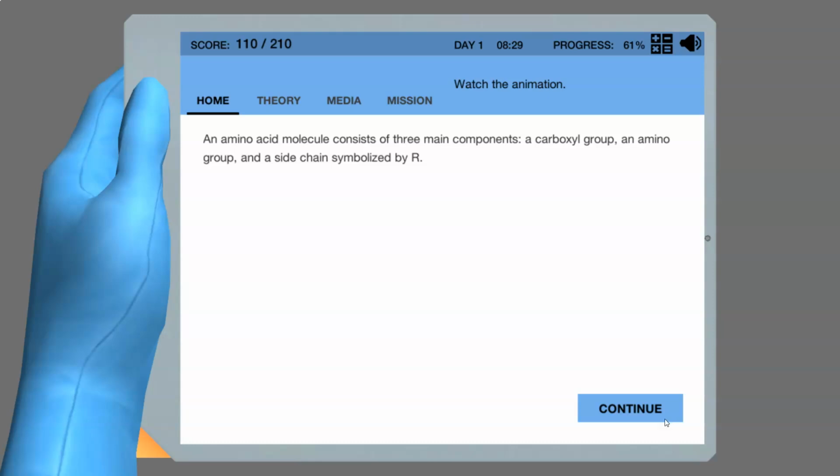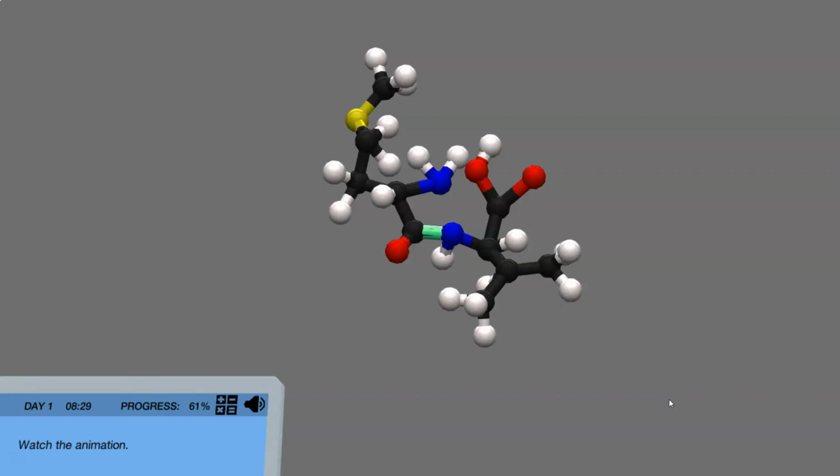An amino acid molecule consists of 3 main components, a carboxyl group, an amino group, and a side chain symbolized by R. A peptide bond occurs between the amino and carboxyl groups of neighboring amino acids. A sequence of amino acids, called a polypeptide, grows from the N-terminus to the C-terminus. This polypeptide chain represents the primary structure of a protein.